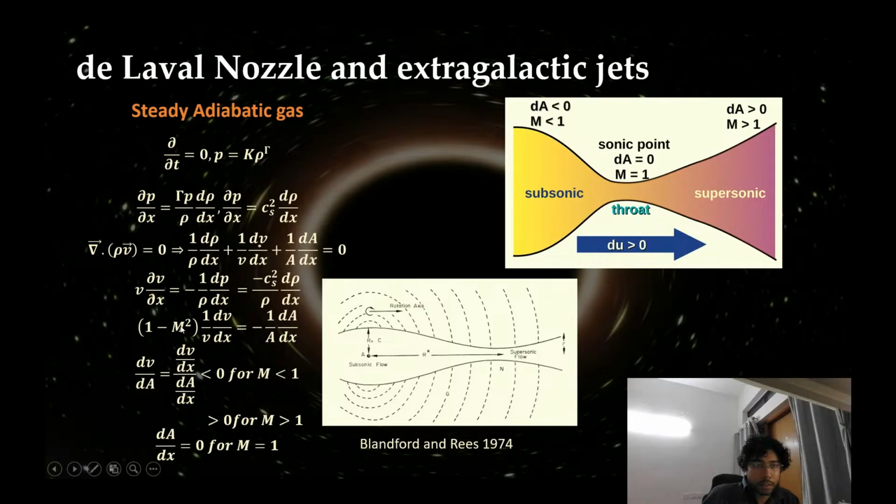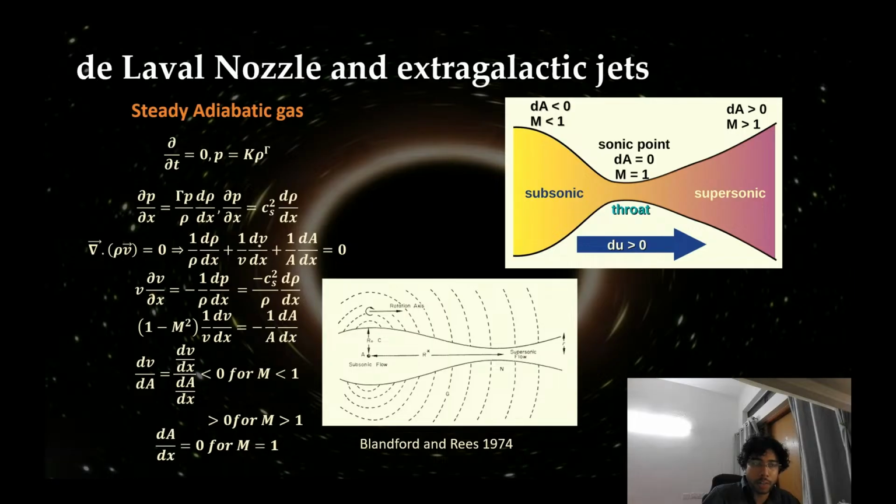Whereas for M greater than 1, the opposite thing will happen. M greater than 1 means this term is negative, so this negative and this negative sign will cancel. So dV dx and dA dx will be of the same sign. So dV dA, which is dV dx by dA dx, will be greater than 0 for Mach number greater than 1. For Mach number equals 1, if you put M equals 1 here, then dA dx will be equal to 0.